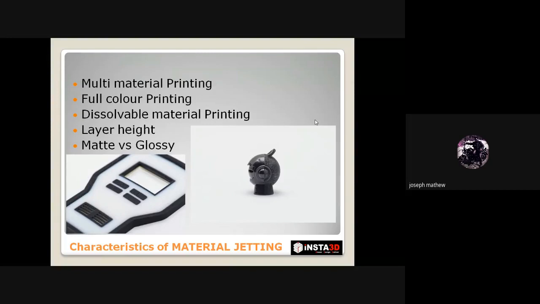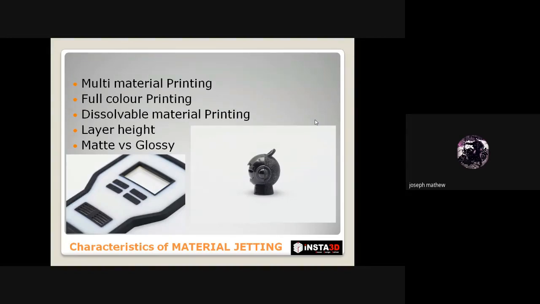Warping can also occur in this technology, like warping in FDM and curling in SLA, because printing happens at near room temperature. The typical build size will be around 1 meter by 800 mm by 500 mm. Even lower build size machines are also available in material jetting 3D printers.